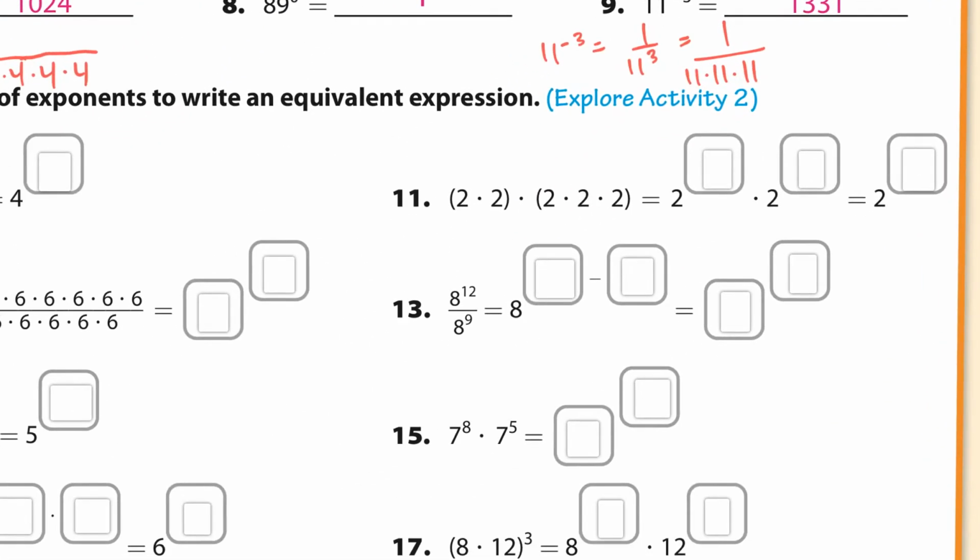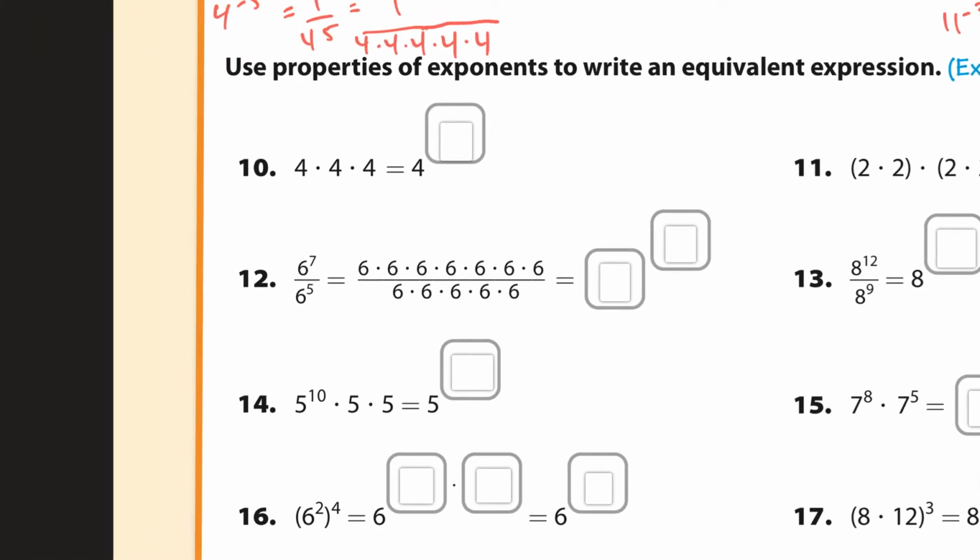Okay. Now let's go to number 10. This is going to be easy. You have 1, 2, 3 of them, so that exponent here should be a 3.